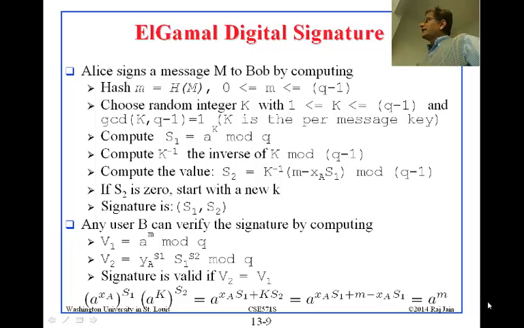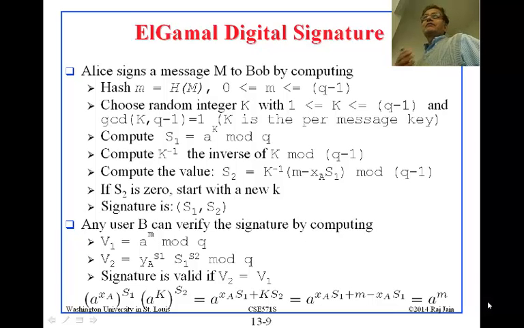Choose a random integer K, and this is what we call the message key. So now there are several keys here. One is the user key, which was XA, and then we have a message key, which is chosen just for this message, and then for the next message you will use another key. So K is the message key, and just like K is a private key, you have A raised to K, which is a public message key in that sense, right? So you have S1 is A raised to K mod Q.